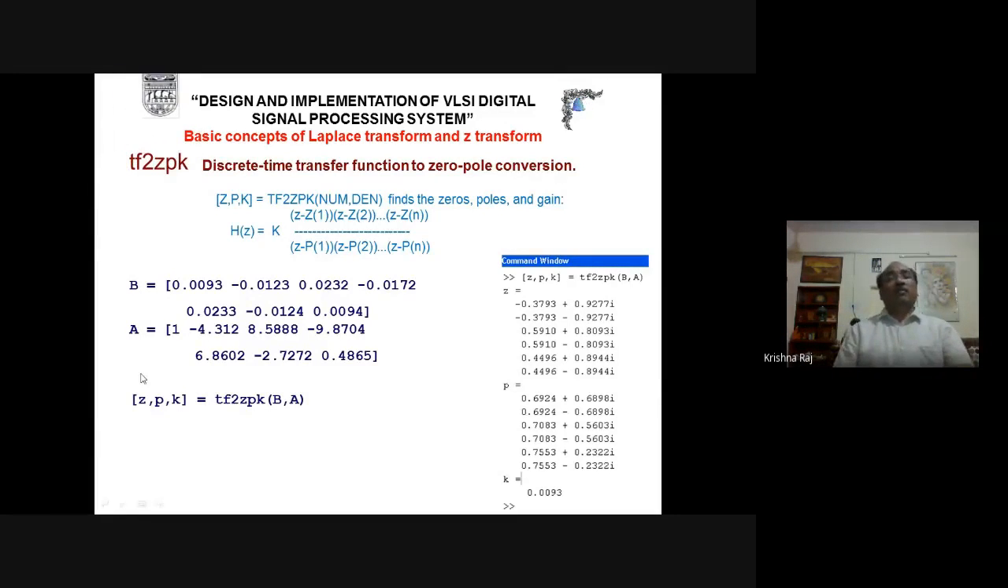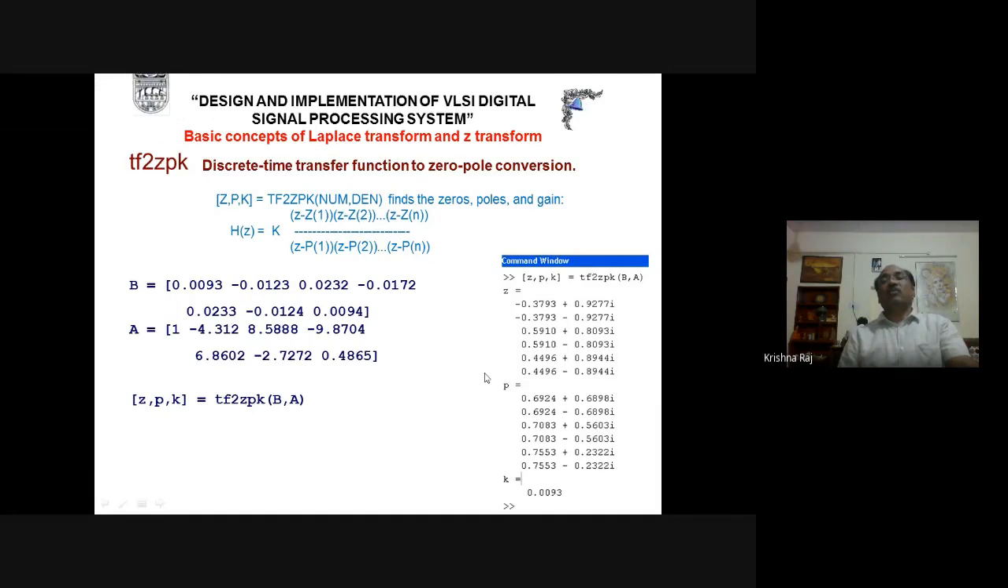So here, in order to convert the transfer function into the ZPK domain, we have to use only a very simple command. Describe the B and A, then write here [Z, P, K] equals tf2zpk of B and A. We will get three vectors, Z, P and K. How will we derive this? This is the operator, or the process, that will operate on these inputs B and A, and B and A are given here.